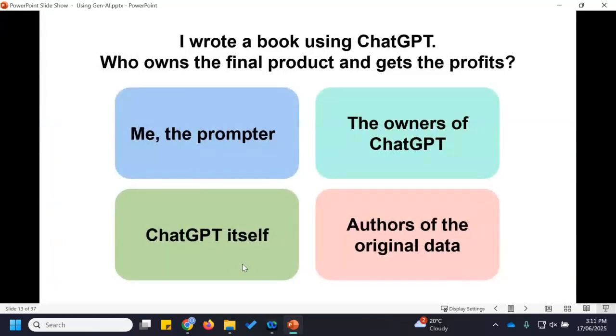So a little question here, if I wrote a book using ChatGPT, who owns the final product and gets the profits? Is it me, the person who prompted the tool? Is it the owners of ChatGPT? Is it ChatGPT itself, like the tool? Does that own the book? Or is it the authors of the original data? What do we reckon?